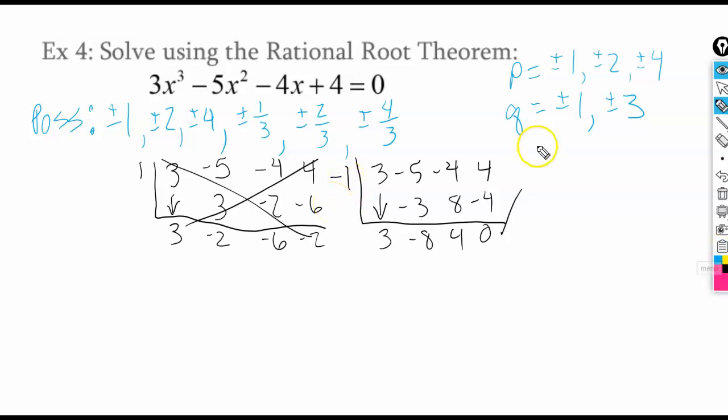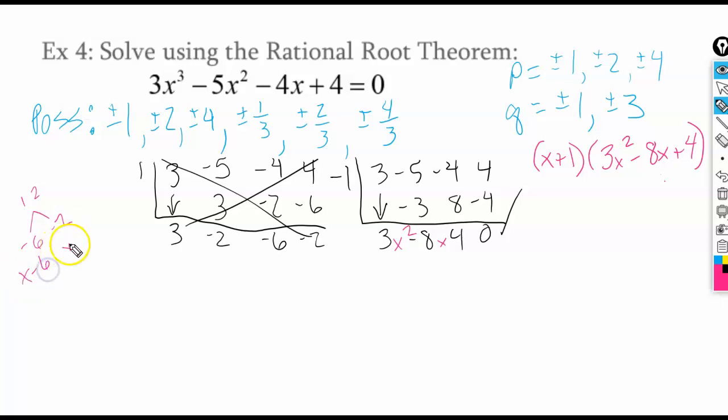And since negative 1 was a root, that means x plus 1 is a factor. And 3x squared minus 8x plus 4 is the other factor. So now it's a quadratic. I need to remember my rules for factoring a quadratic. So 3 times 4 is 12. Two numbers that multiply to give us 12 and add to give us negative 8 would be negative 6 and negative 2. So x minus 6, x minus 2, but divide by 3 means that this is going to be x minus 2, and this is going to be 3x minus 2.